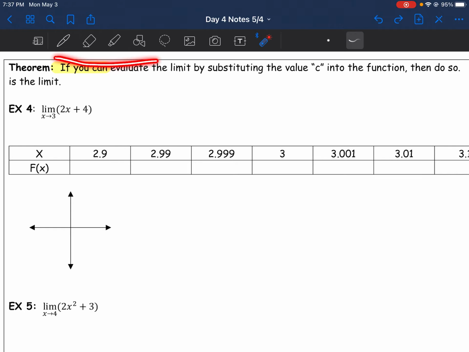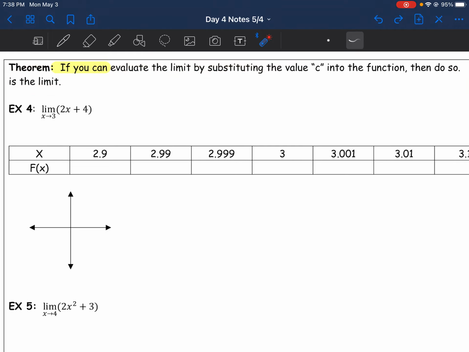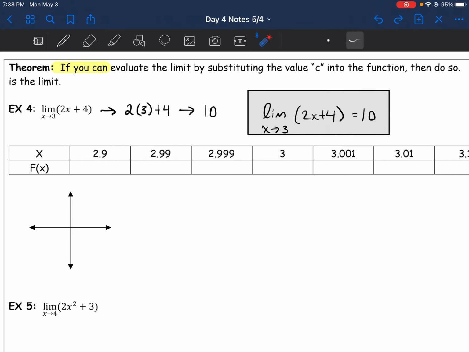Well, let's try this little piece of advice right here. Let's try to just evaluate the limit by substituting the value of c into the function. So c is the number that x is approaching. So let's just take 3, what x is approaching, and let's just plug it into the function for the variable x. If we do that, we'd have 2 times 3 plus 4, which is going to be 10, because 2 times 3 is 6, 6 plus 4 is 10. So the limit as x approaches 3 of 2x plus 4 equals 10.